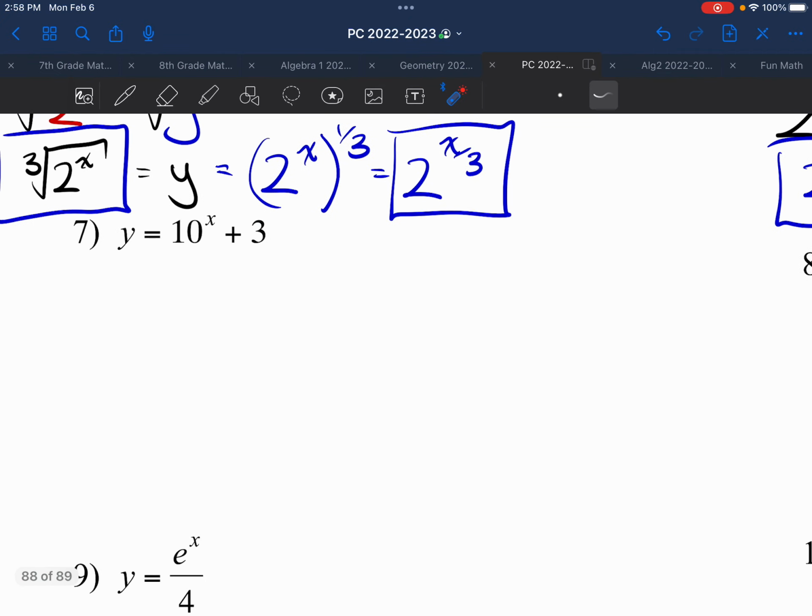Properties of logarithms. All right, number 7, I need to get rid of this plus 3 by subtracting 3, and I'm going to switch this into an x at the very beginning. So x is equal to 10 to the power of y plus 3, then subtract the 3, so I get x minus 3 is equal to 10 to the power of y.